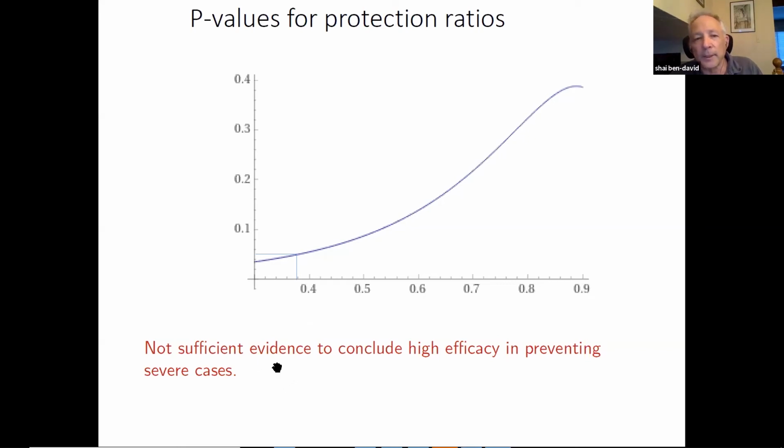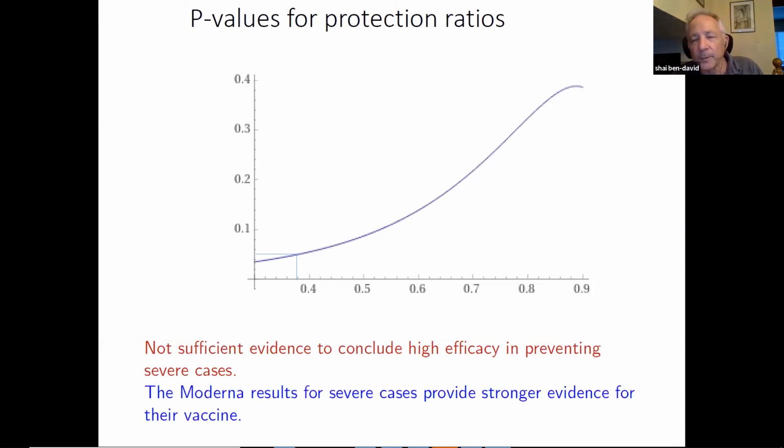So the conclusion is that although it's very impressive, there is not sufficient evidence to conclude high efficiency in preventing severe cases. Not because it doesn't prevent them, just because we rely on how many such cases happened, and too few of them happen to get statistical reliability with respect to severe cases. And the results with respect to severe cases with Moderna are stronger, they're more significant, but still, we have to bear in mind that we have two things that we can try to estimate.